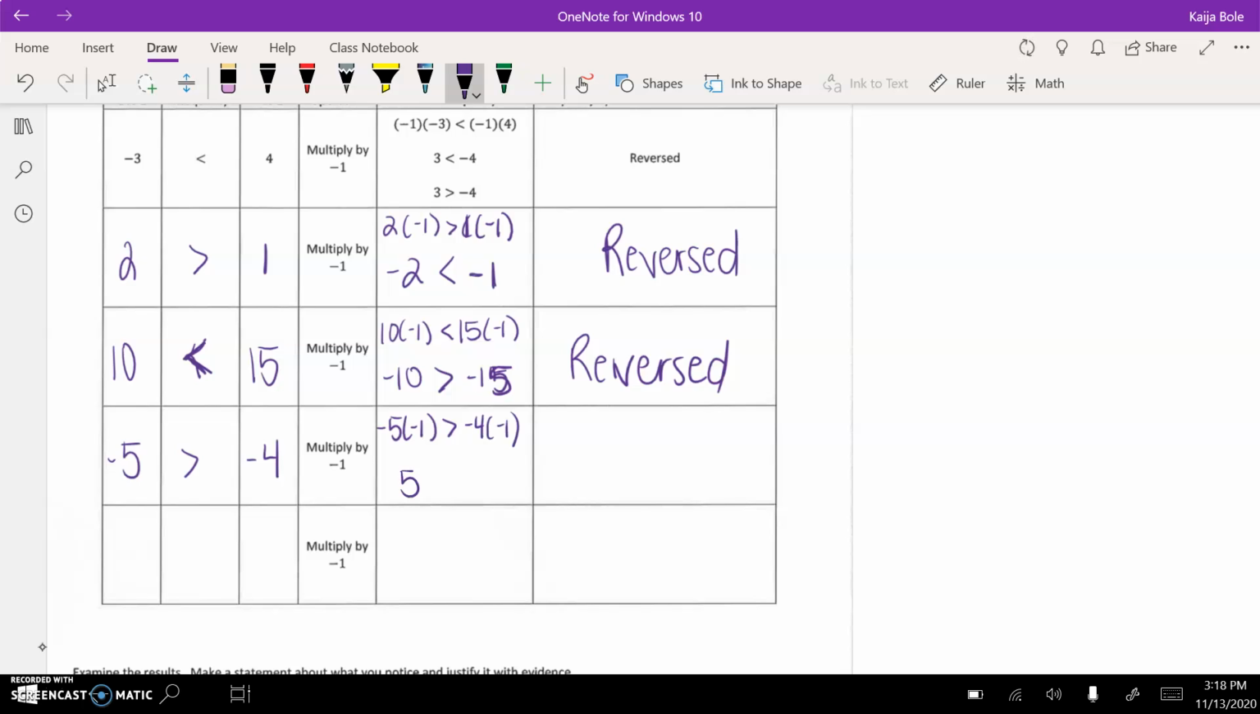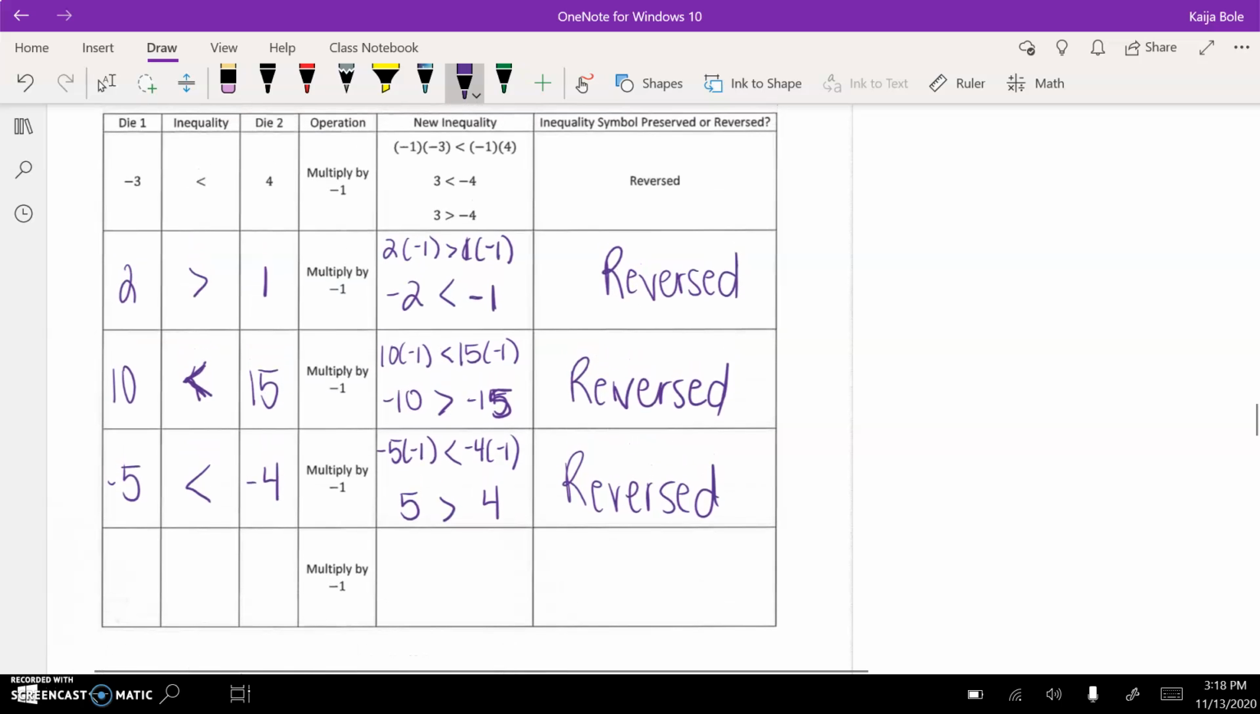So I would end up with +5 and +4. Oh, I had my sign reversed. Jeez, Miss Paul. Glad I caught it. -4 is bigger than -5. But now when I multiply by -1, they become positives. My 5 is bigger than my 4, so again, it would have to be reversed.